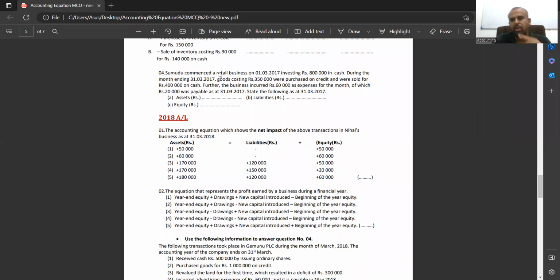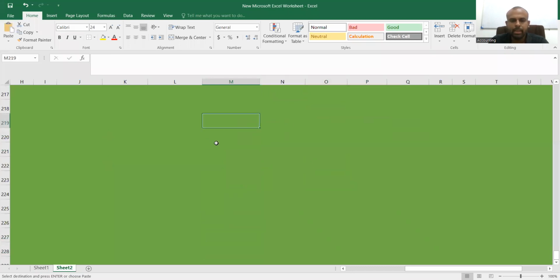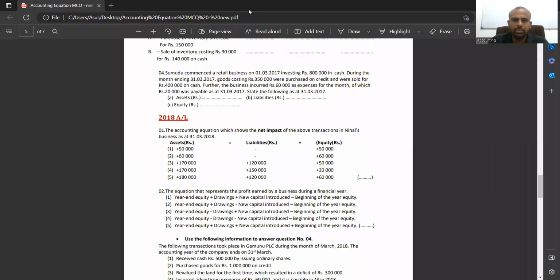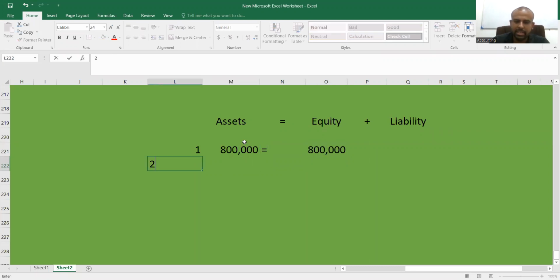Okay, if we use the basic accounting equation, it's fine to record the transactions. What's the first one? Owner invested, Sumudu invested 800,000. When Sumudu invested 800,000, assets balance increased by 800,000. Equity increased by rupees 800,000. That's the first thing, right?